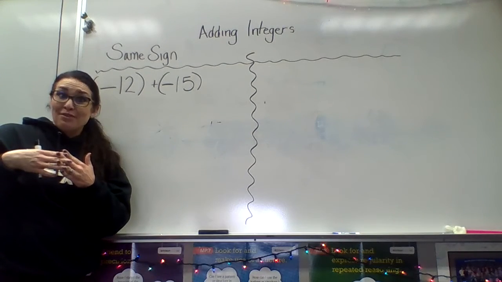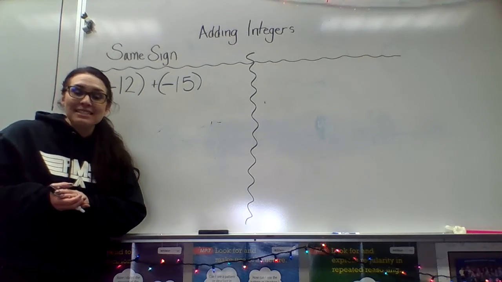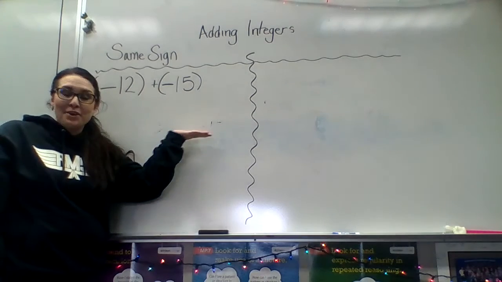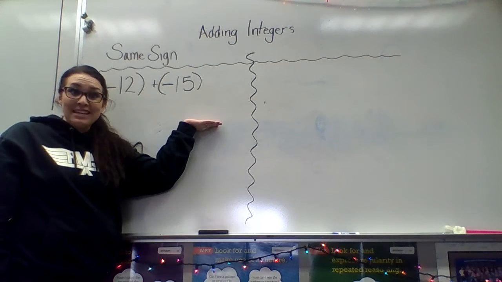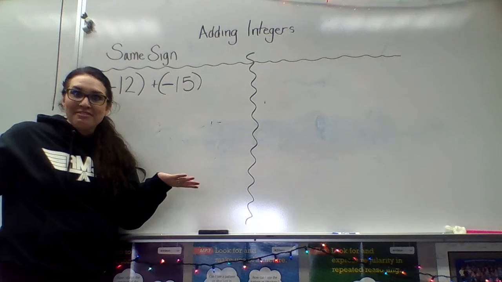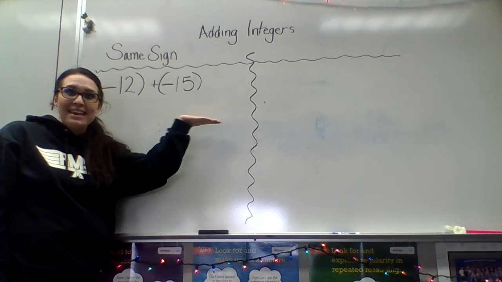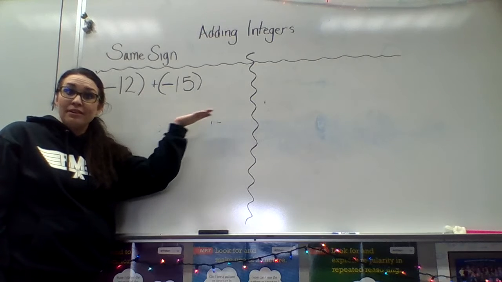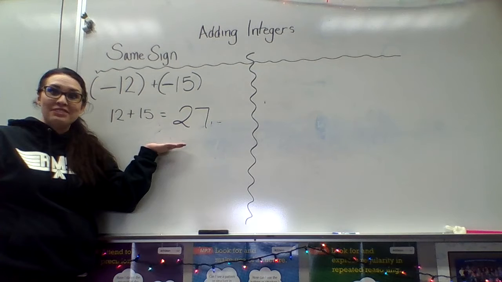Do you remember the absolute value? That's just the distance away from zero. You're right, that's just the distance away from zero. So the absolute value of negative 12 is 12. The absolute value of negative 15 is? That's right, 15. So in this case, all we're going to do first is we're going to add the absolute values, 12 and 15.